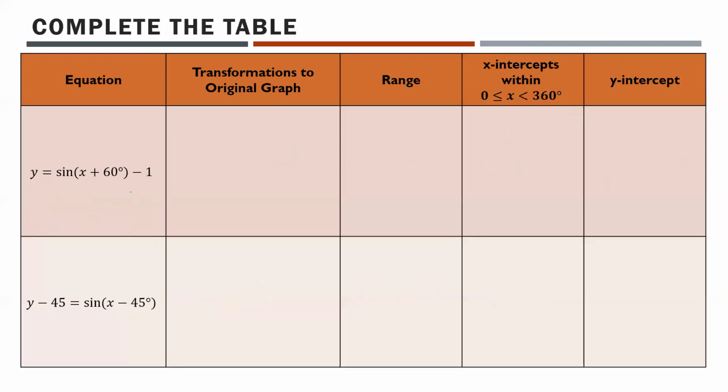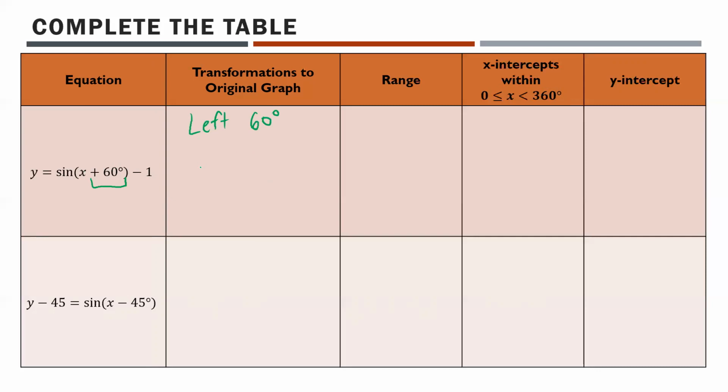Transformations to the original graph for this first one here. Notice it's x plus 60 degrees. Don't get confused by this. Remember, horizontal stuff is backwards to what you think it would be. Really, this is saying x minus negative 60 degrees. Or in other words, we can say it's moving left 60 degrees.